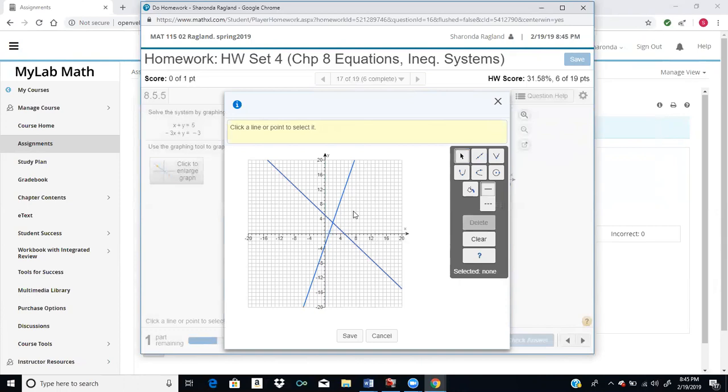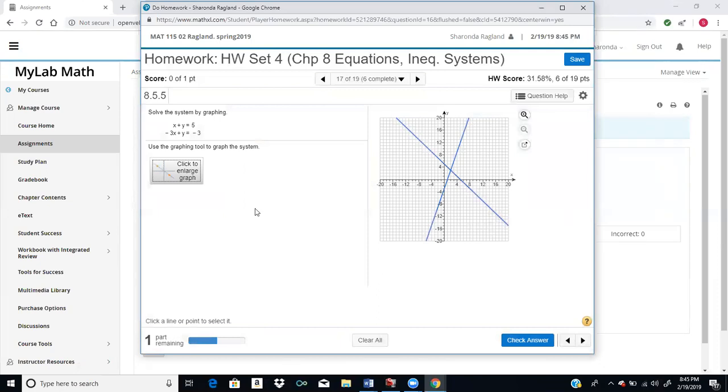Click. So we can see that we have intersecting lines, and the solution is where they cross. Where they cross, it looks like it's at (2, 3). (2, 3) appears to be the solution. That's solving your system by graphing. Good, so save it. All right, so that's solving by graphing.